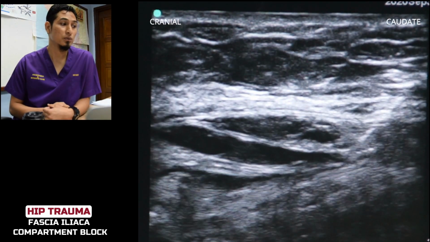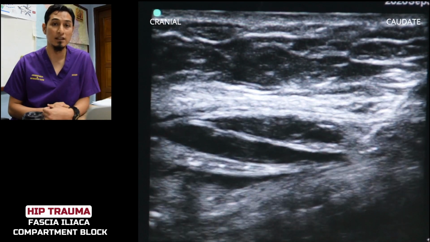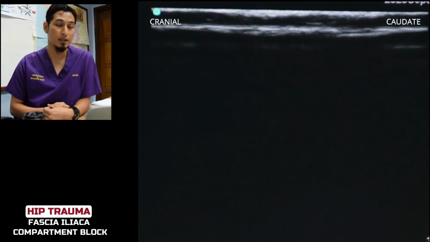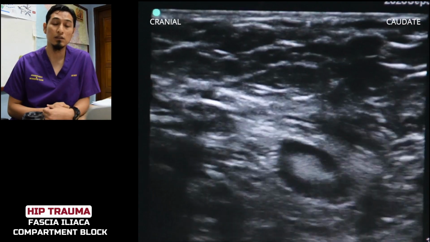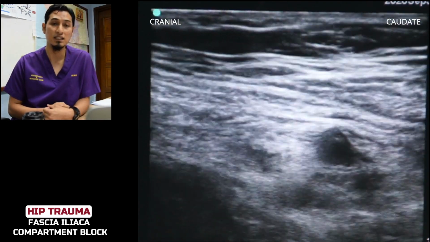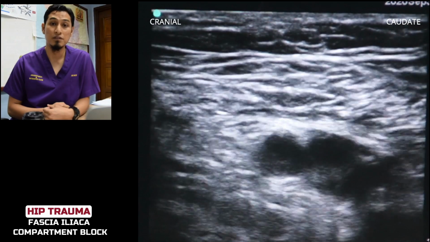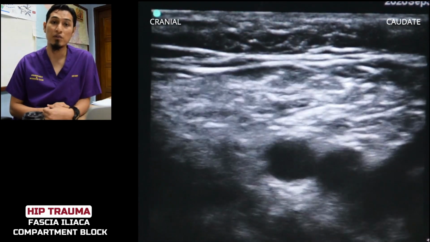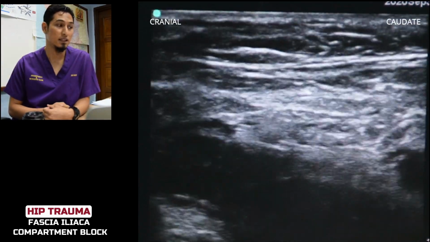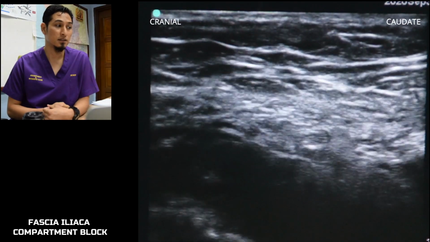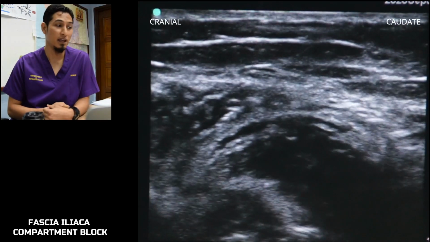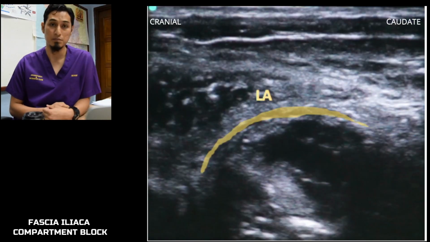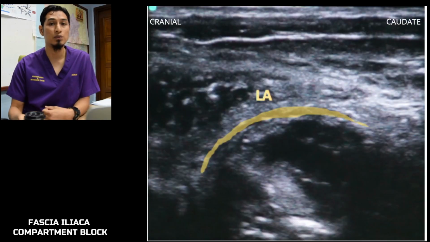So now we are going to check the spread of our LA. We put back our transducer along the inguinal ligament and we identify the femoral vessels, femoral nerve, and the fascia iliaca. So there is some LA in the compartment. So thank you.